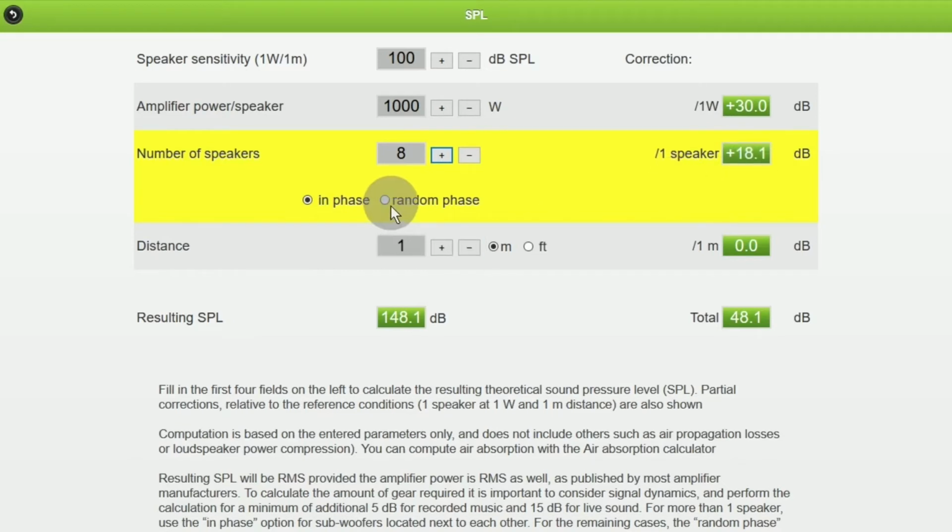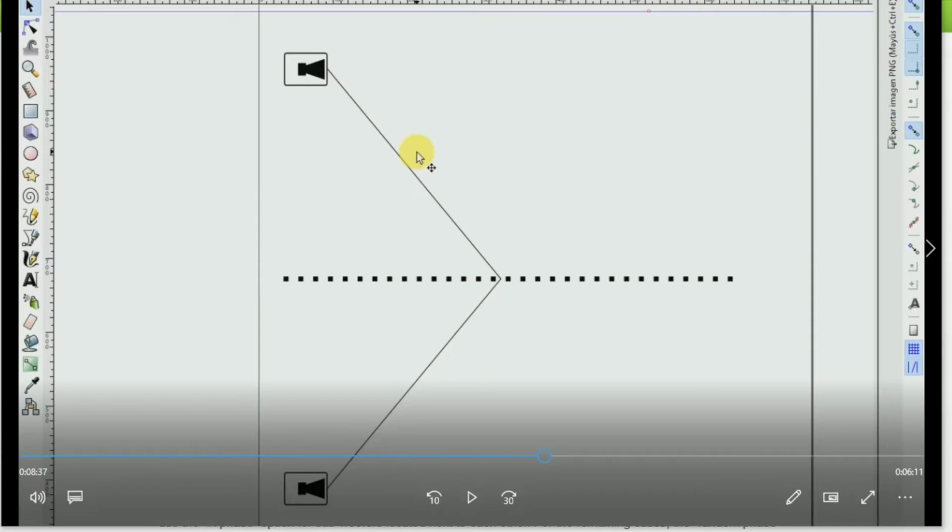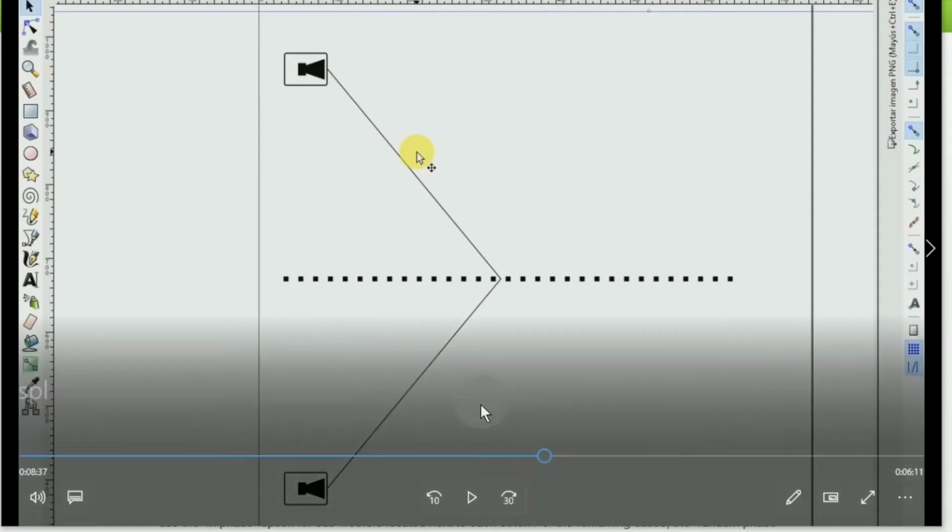Whereas if we switch to the random phase option, then it becomes 3 dB per doubling, for a total of 9 dB for 8 speakers carrying independent signals. If we had 2 loudspeakers, one on each side, carrying totally different signals, such as instruments and voices that had been panned completely to the right or to the left, the sum of the sound pressure levels from each speaker would be 3 dB more, and that would happen pretty much anywhere within a room.